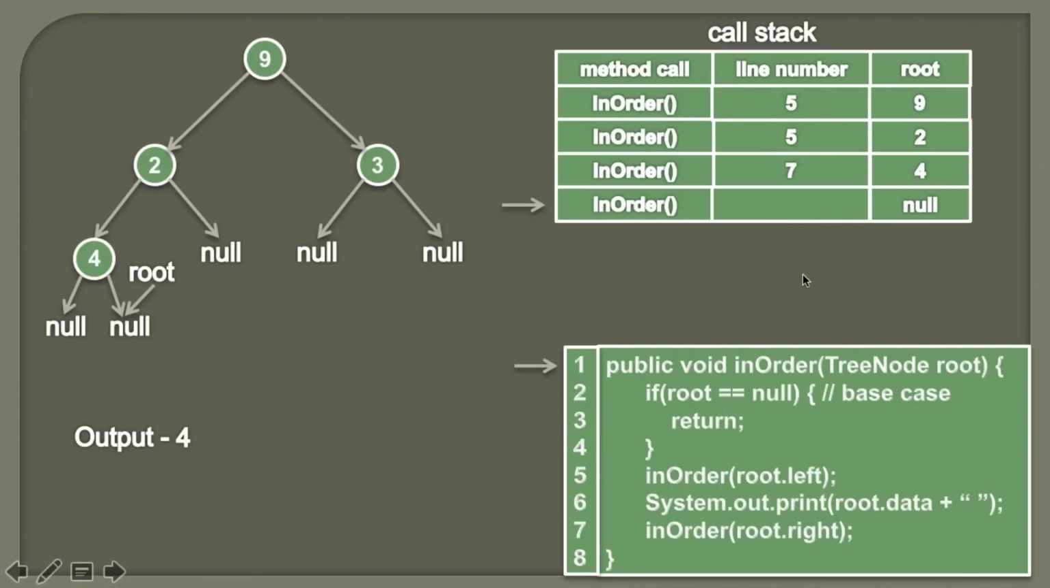So let's execute this method. In the first step, we'll check whether root is equal to null or not. So currently root is equal to null. Therefore the condition comes out to be true, and we'll simply return from this method. So once we return from this method, we know that this method will be removed from the call stack, and the execution point will go to the method which called it.